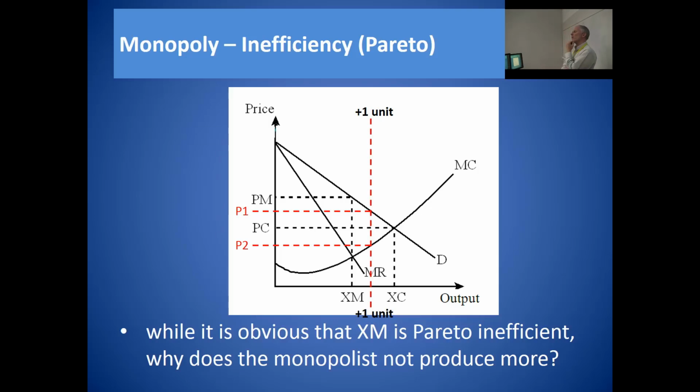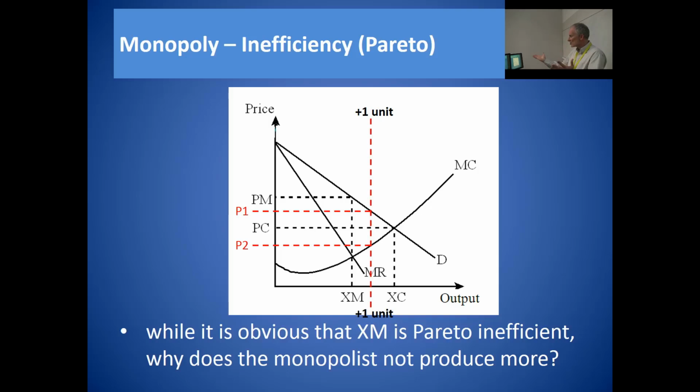So whilst it's obvious that the monopolised output level is Pareto inefficient, doesn't it seem a little bit strange then why the monopolist doesn't produce it? Didn't I say, when we talked about that one extra unit, that if the monopolist produced that unit, they would benefit from it? They could receive more for that unit than it cost to produce.